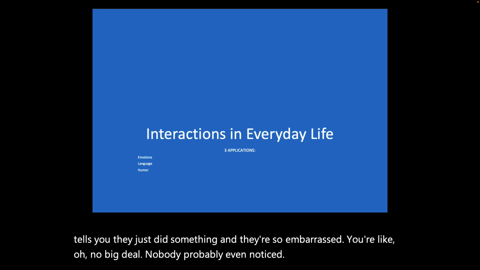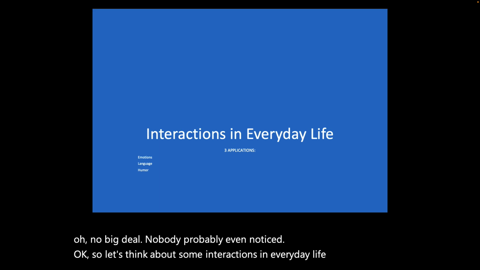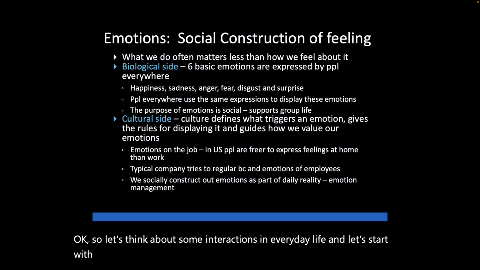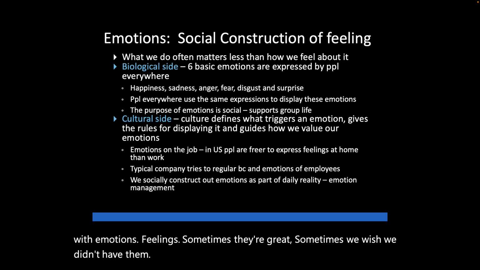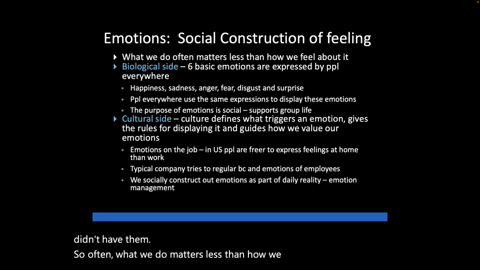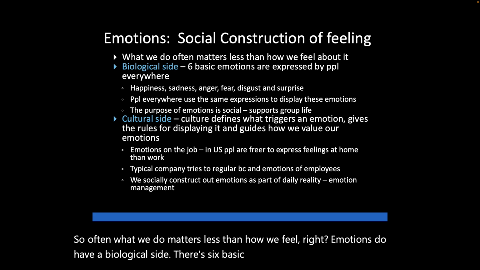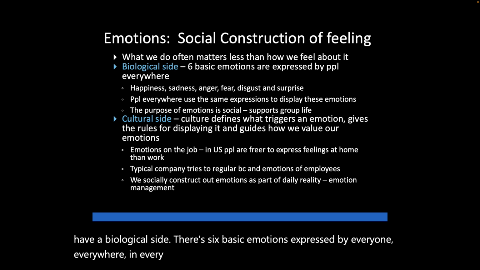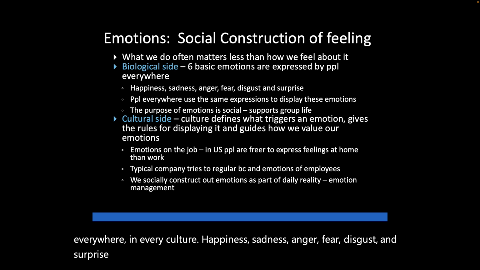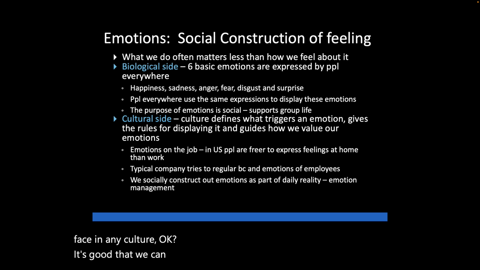Okay, so let's think about some interactions in everyday life. And let's start with emotions. Feelings. Sometimes they're great. Sometimes we wish we didn't have them. So often what we do matters less than how we feel, right? Emotions do have a biological side. There's 6 basic emotions expressed by everyone, everywhere, in every culture. Happiness, sadness, anger, fear, disgust, and surprise. And you would be able to recognize that on someone's face in any culture, okay? It's good that we can recognize this. It supports group life, right? It's good for us to know when someone's angry at us.